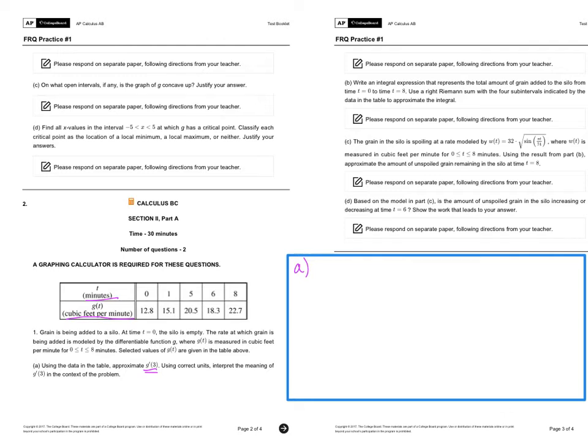Okay, so g prime of 3. You're given g, and you're asked to approximate the derivative. So to approximate the derivative, you're going to use the slope of a secant line. So g prime of 3 is going to be approximately equal to, you go to the ones around 3, so I'm going to look at these two, and I'm going to do g of 5 minus g of 1 over 5 minus 1.